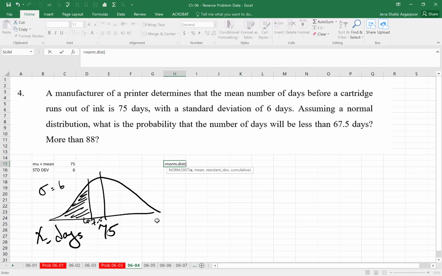Our x in this case is 67.5. Our mean is 75. Standard deviation is 6. And do we want true, meaning do we want it cumulative all the way from the left tail of the curve to our point where x is? And the answer is yes. So I'm going to put true. And the answer is 10%.